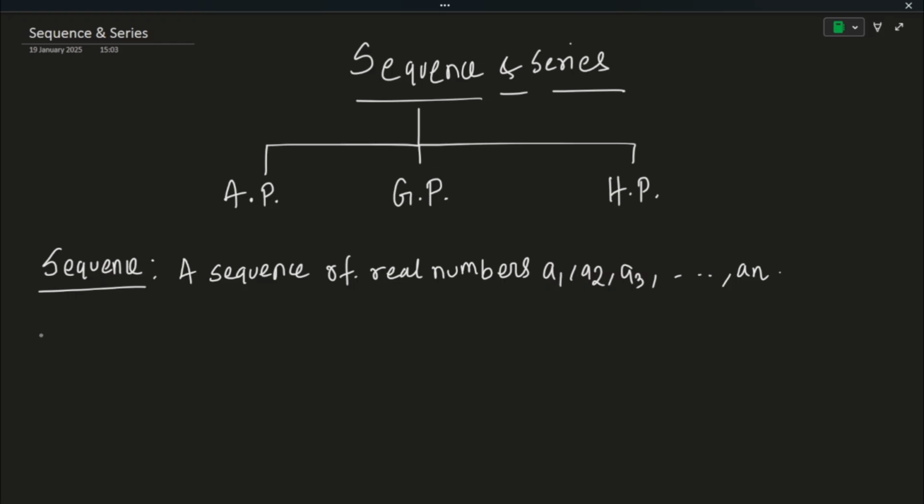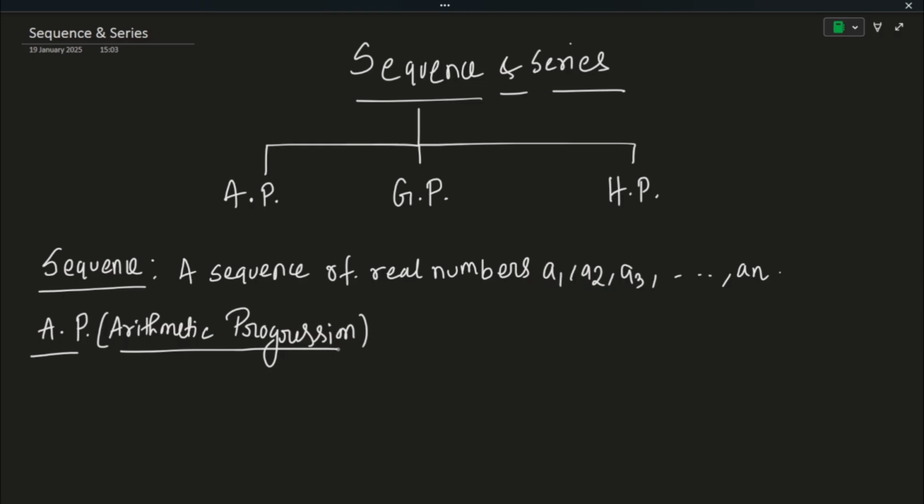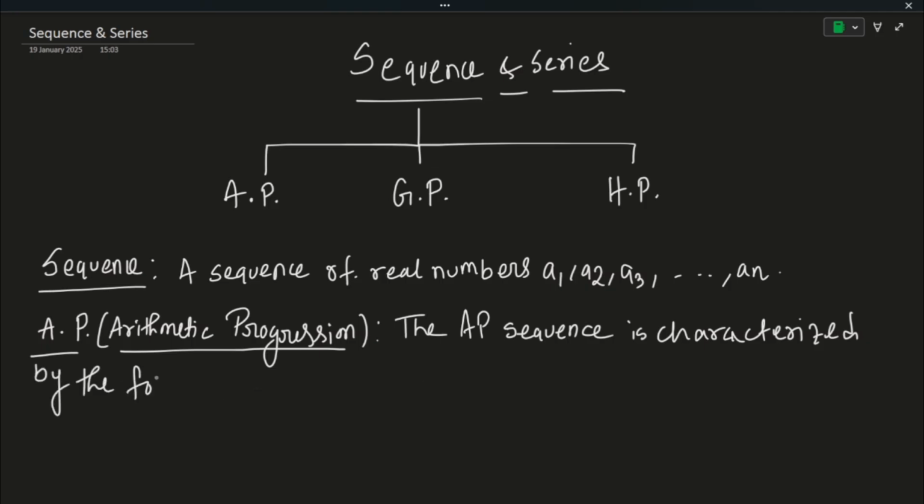Now, arithmetic progression is a type of sequence as well. So AP, or in other words, arithmetic progression, is a kind of sequence where the terms follow a particular pattern. So the AP sequence is characterized by the following. So what are the characteristics of an AP?